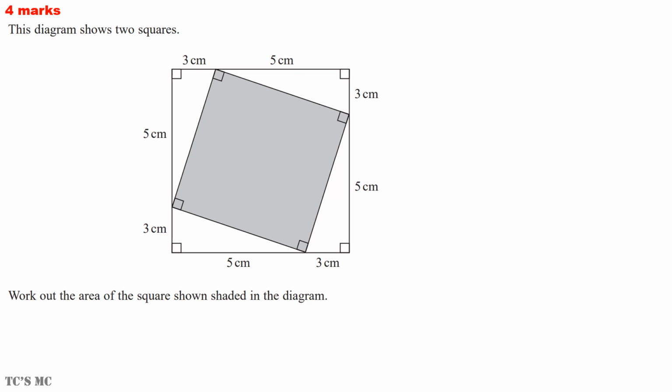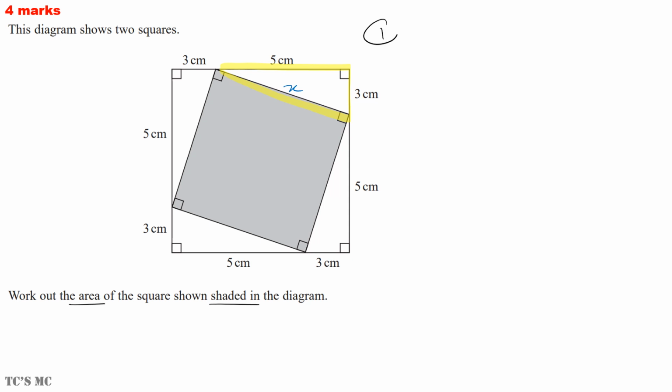This diagram shows 2 squares. Work out the area of the square shown shaded in the diagram. To work out the area of the shaded square, we first need to know what this length is. If we look at this as one triangle, we are looking at a right angle triangle. And we are working with 3 lengths, that means we can use Pythagoras.